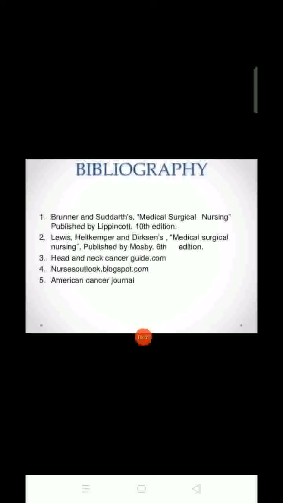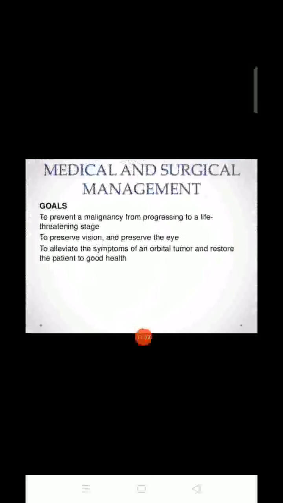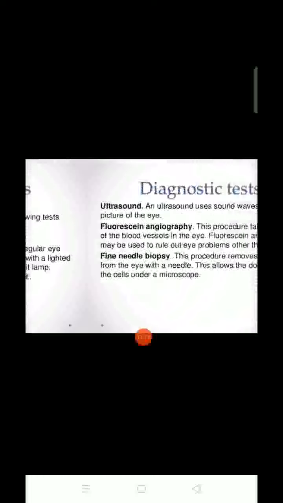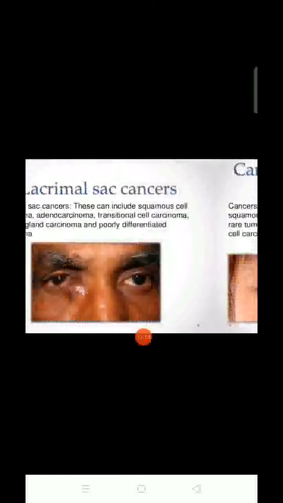Next, this is a bibliography. You can go through this kind of book and read about orbital tumor. Again, I am summarizing my topic, that is orbital tumor, and the different kinds of orbital tumor.